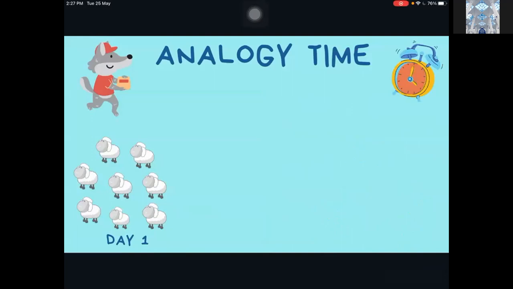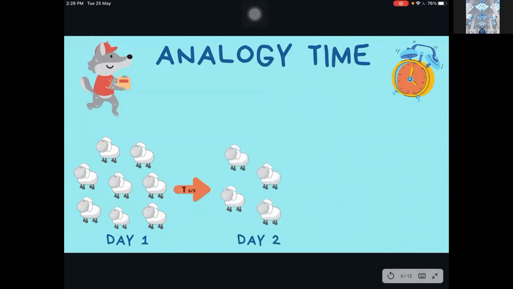Imagine one fine day, you have 8 sheep at your farm, and a wolf pretending to be a delivery guy comes to give you something. But actually, this wolf wants to eat your sheep. On the first day, we have 8 sheep. After that, your sheep decrease to 4. That means the number decreases to half of its original number, and this decreasing situation we call the first half-life.